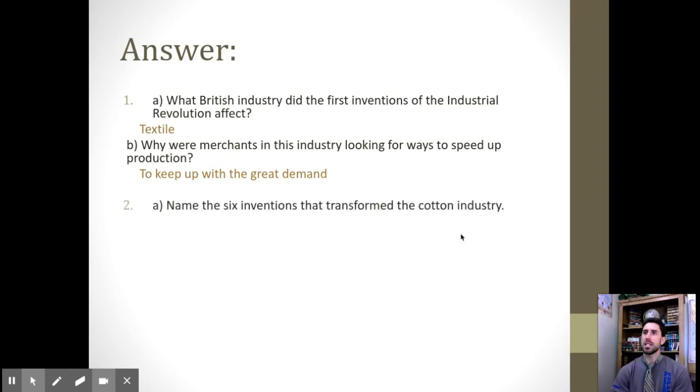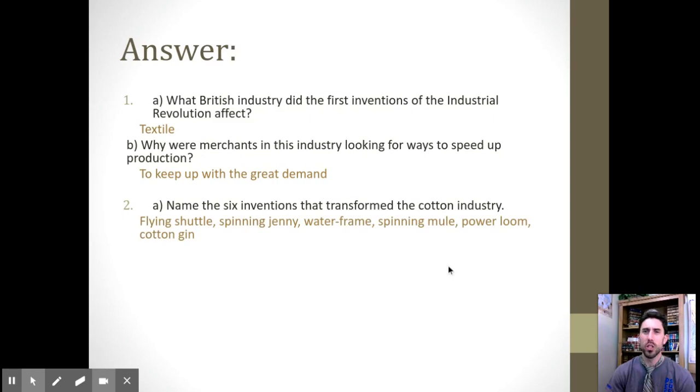So 2A asks, name the 6 inventions that transformed the cotton industry. Let's see if I can do this. Okay, first one, flying shuttle. Second one, the spinning jenny. The third one was not the spinning mule, but the water frame, then the spinning mule, then the cotton gin, then the water frame. No. Let's just put it up. Power loom. There you go. Mechanical weaving, the loom, and then the cotton gin.